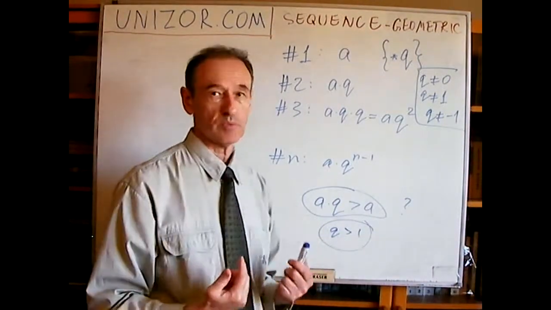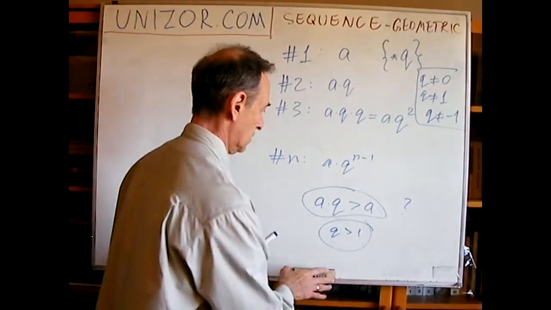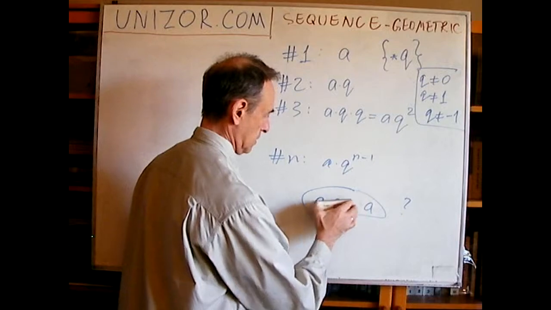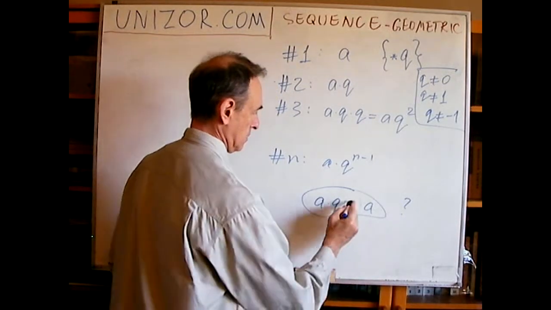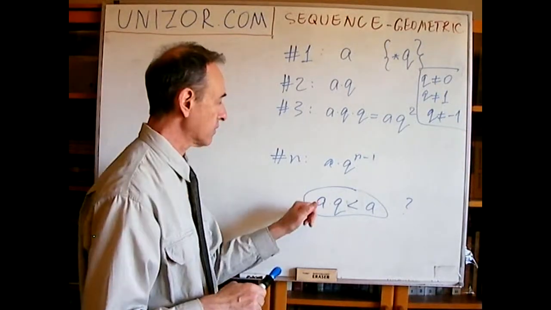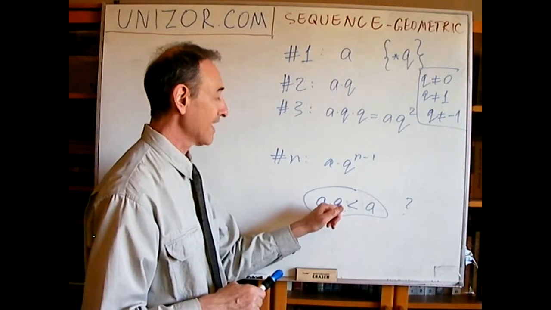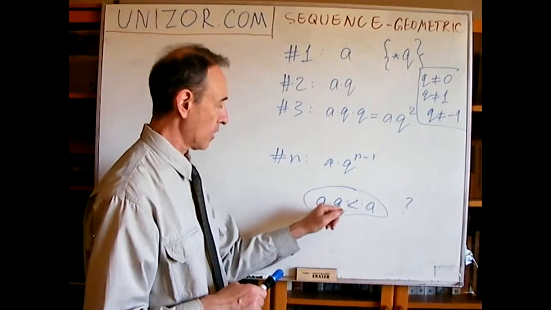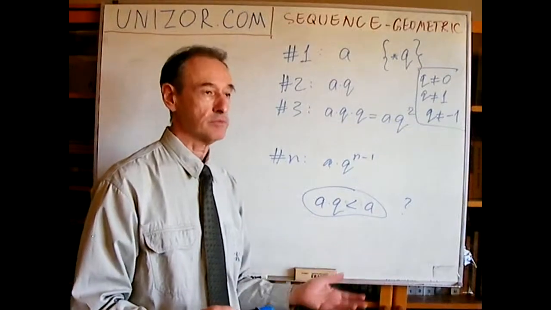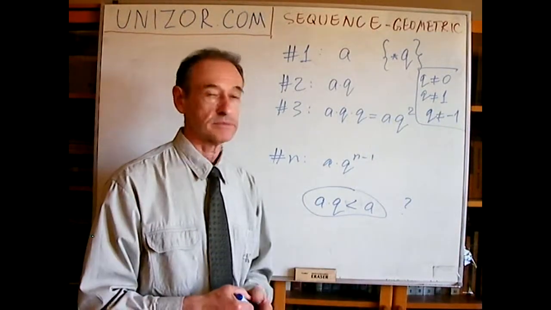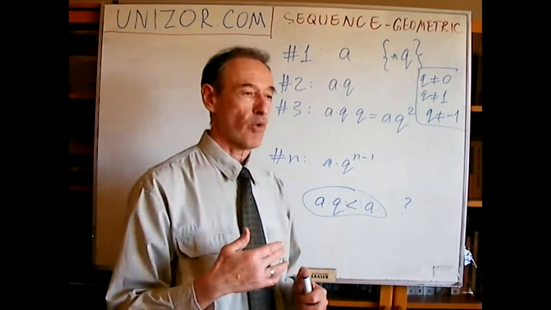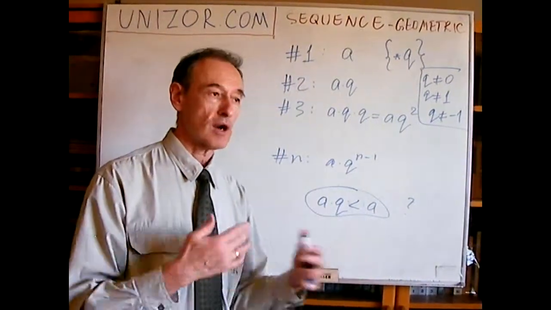What if q is less than 1? Then obviously the sign of this inequality would be different, because whenever we multiply positive numbers by something less than 1, we will get a smaller number. Whenever you multiply 25 by 1/2, you will have 12.5, which is smaller. So it looks like for geometric progression, there are two cases.